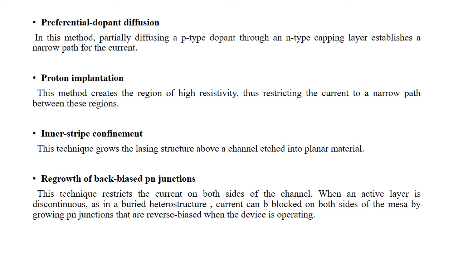This technique will grow the lasing structure above the channel etched into the planar material. The last one is regrowth of back biased PN junctions. In this technique, it will restrict the current on both sides of the channel when an active layer is discontinuous. As in a buried heterostructure, the current can be blocked on both sides of the mesa by growing PN junctions that are reverse biased when the device is operating. So the laser diodes can use more than one current confining technique.